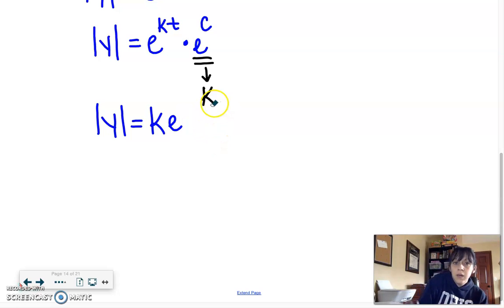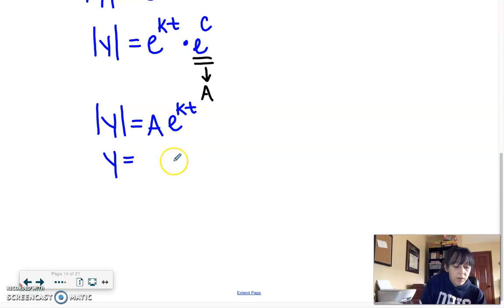I can't use k because then that would be assuming that they're the same, and that's not necessarily true. So let's use A. We'll use something different. So I'm going to move this A value to the front, and then I have A e to the kt. And then what was the last step again? Like, how do we get rid of that absolute value? We put a plus or a minus.